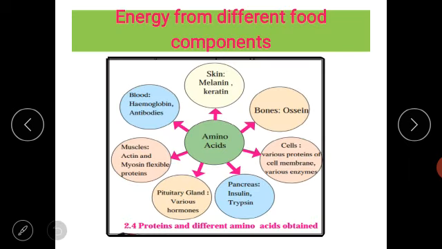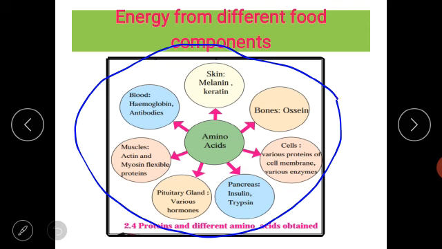Energy from different food components. Now, simply from amino acids, various types of proteins are produced, and these various types of proteins are used in different organs of the human body or any living organism, and different organs are produced. For example, different combinations of amino acids can produce different proteins.